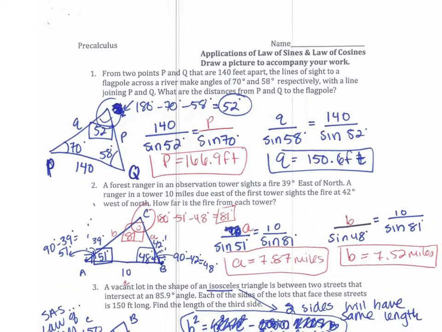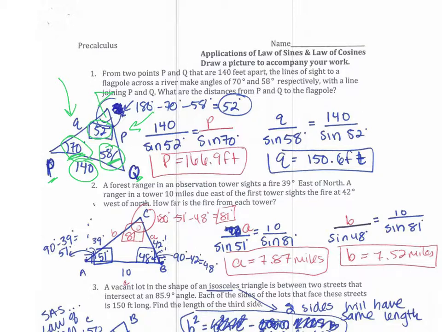So for this next one, we can use law of sines again. We are given 140, the distance between P and Q. We're given these two angles, and they want to find the distance from P, or Q, to the flagpole. So the flagpole is over here, right? If we know two of the angles, the third is 180 minus those two, giving us 52.